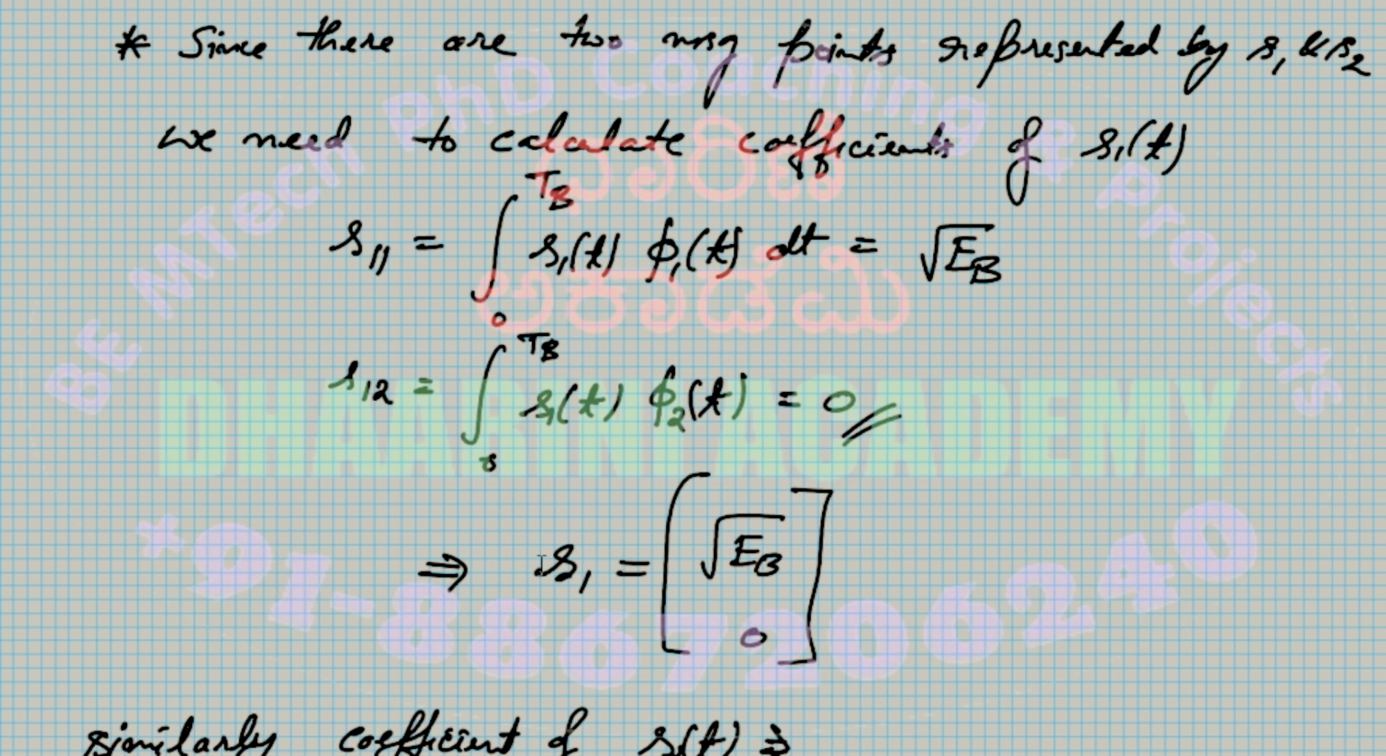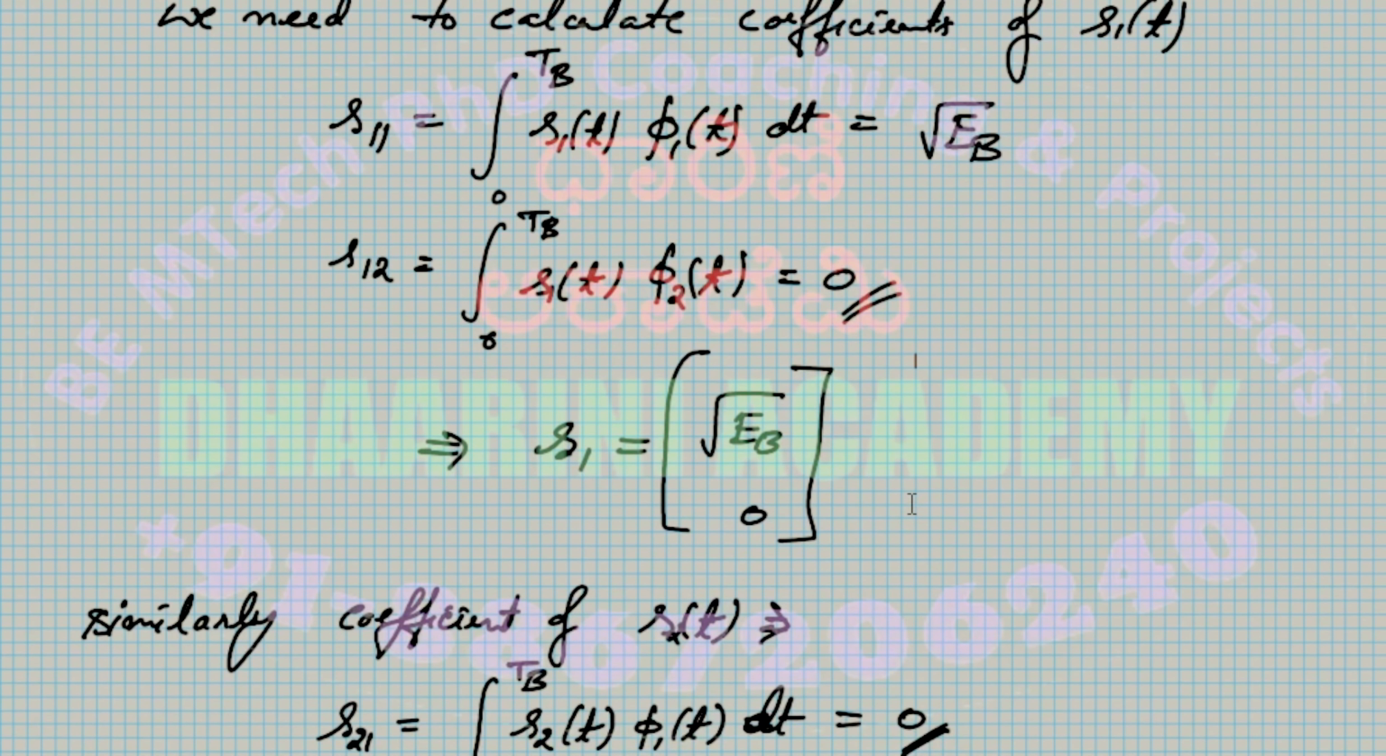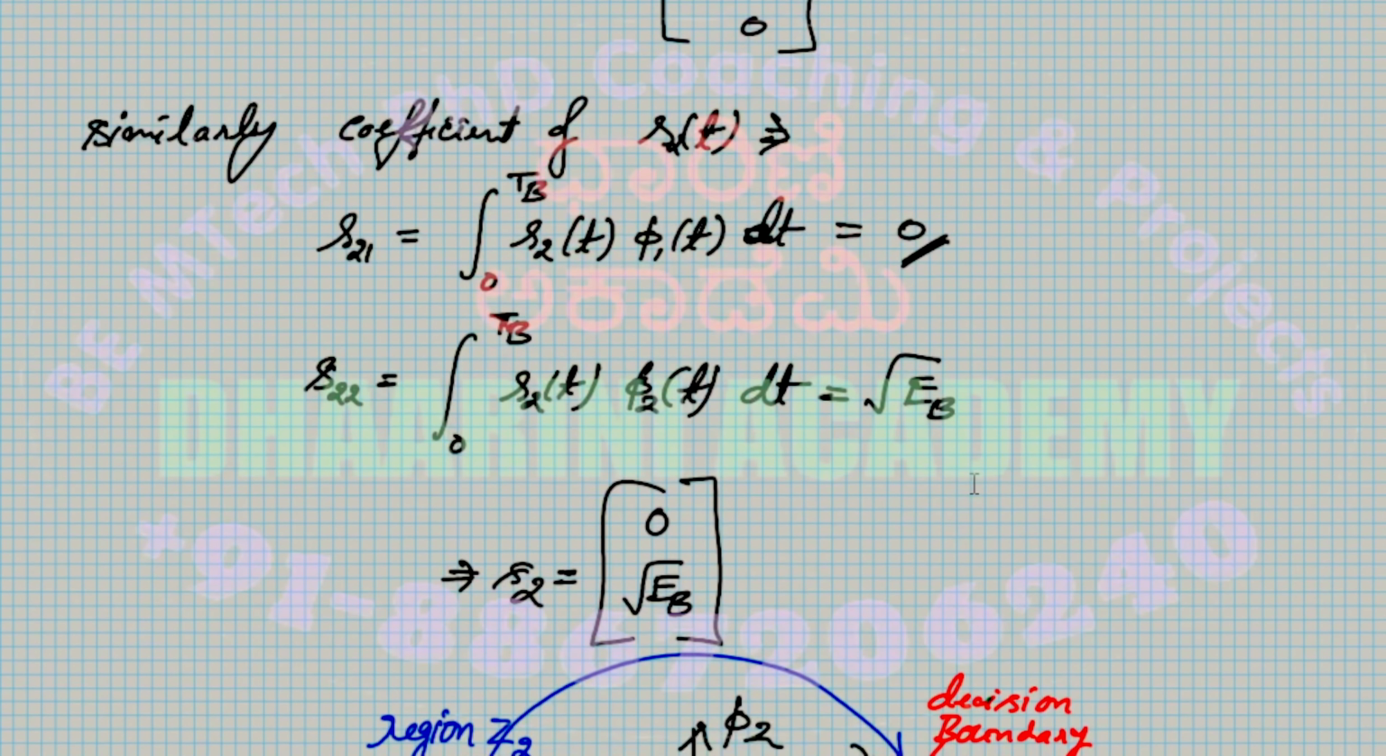So in order to reach this point S1, you need to move root Eb along the phi1 axis, and you don't have to move a bit along the phi2 axis. That's what it means. Similarly, you can calculate for S2 of t.